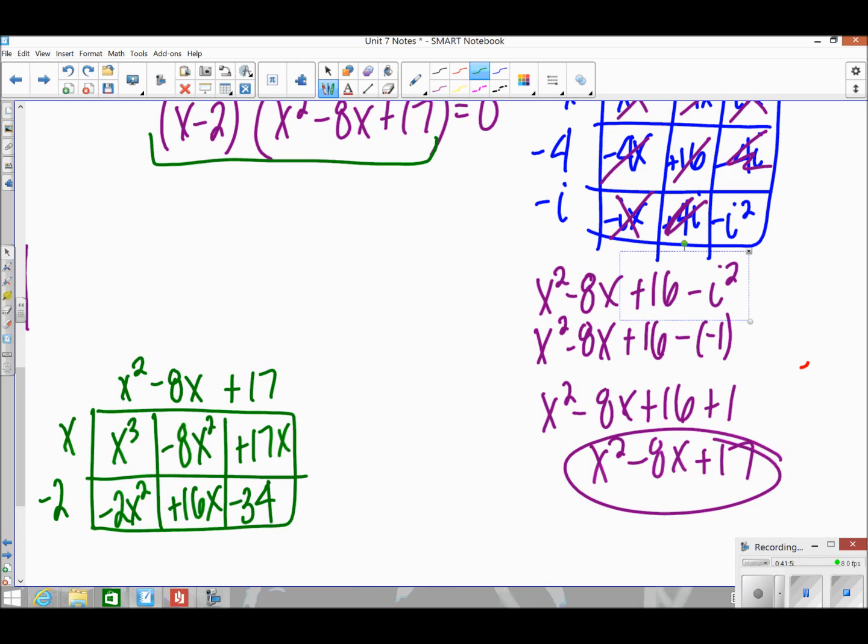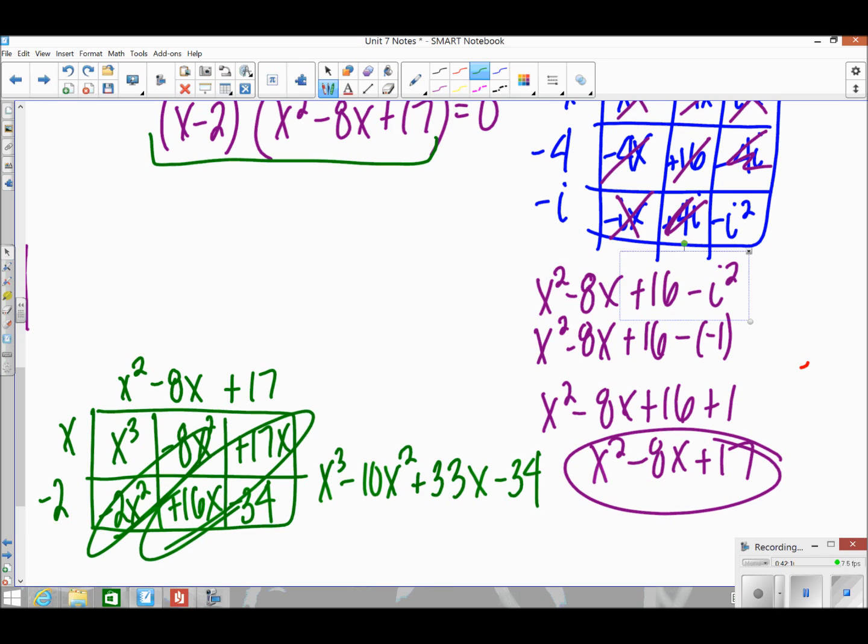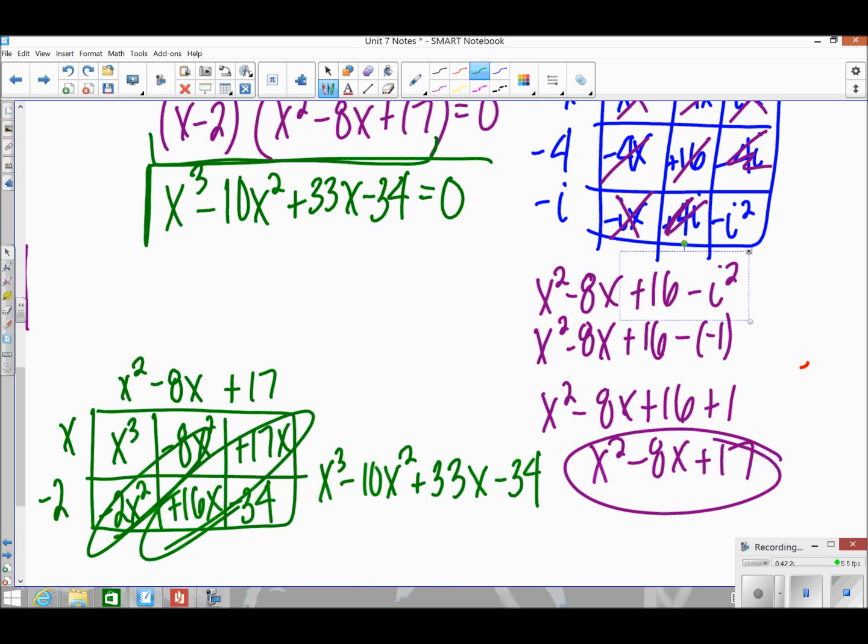So now you're going to combine your like terms. So x to the third, combine these, negative 10x squared, combine these, 33x, and we have minus 34. So up top, when we multiply those, x to the third minus 10x squared plus 33x minus 34 equals 0. So that would be your equation.